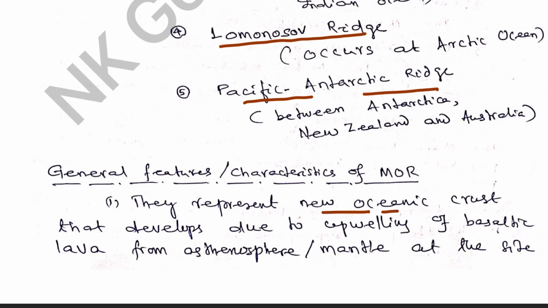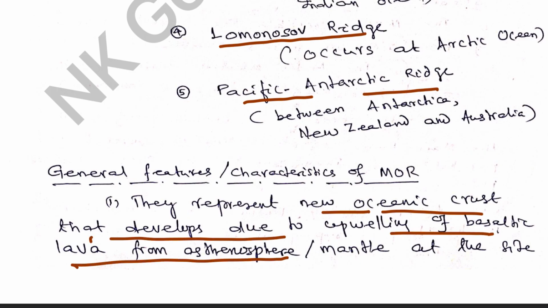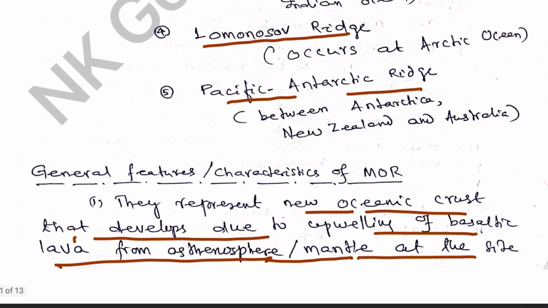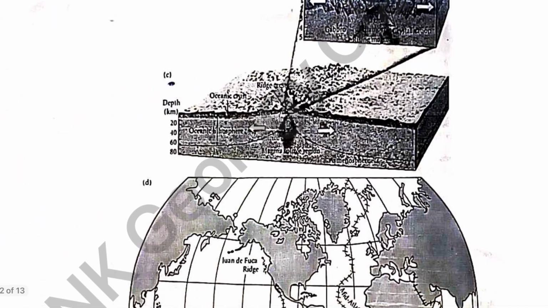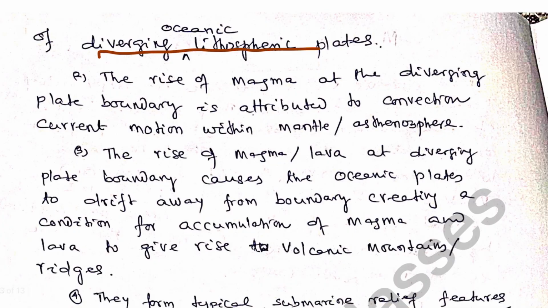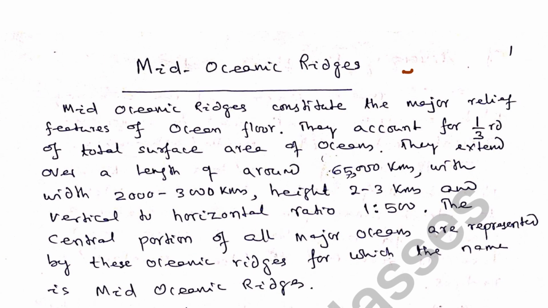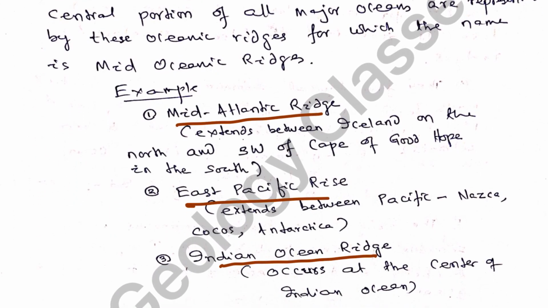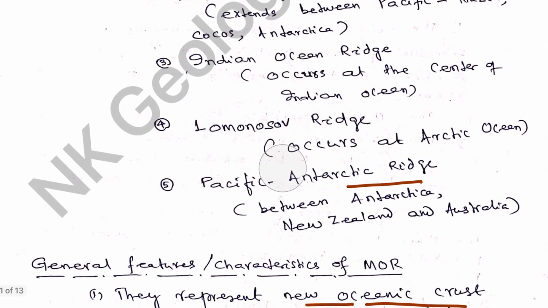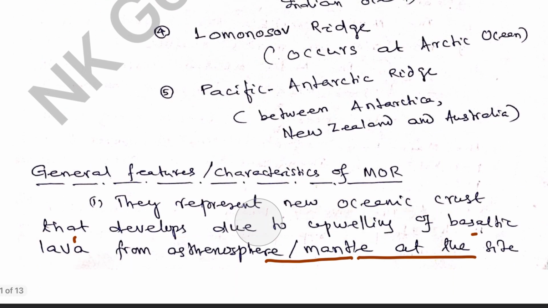They represent new oceanic crust that develops due to upwelling of basaltic lava or magma from the asthenosphere or from the mantle, particularly at the site of the diverging plate boundaries. So mid-oceanic ridges are the features that we see to develop at the diverging lithospheric plate boundaries, where new oceanic crust is being created.